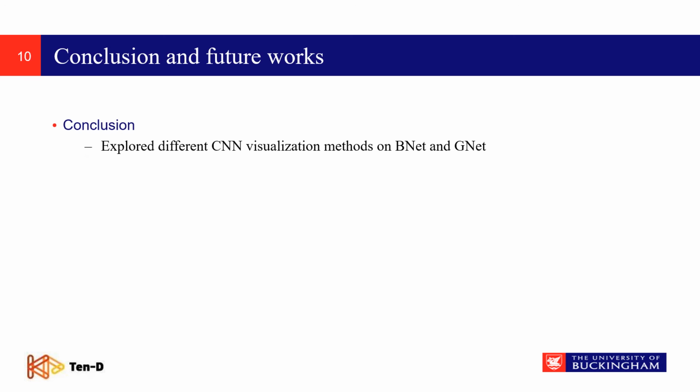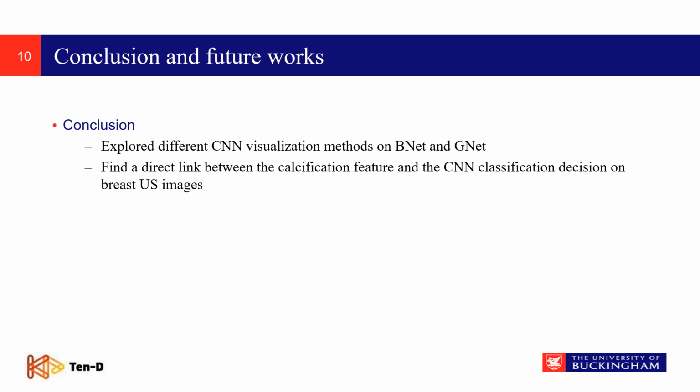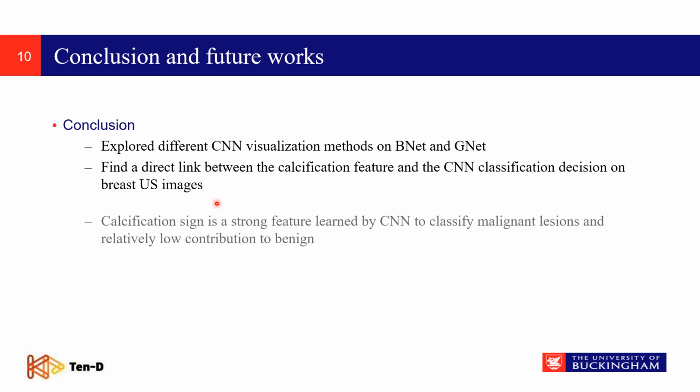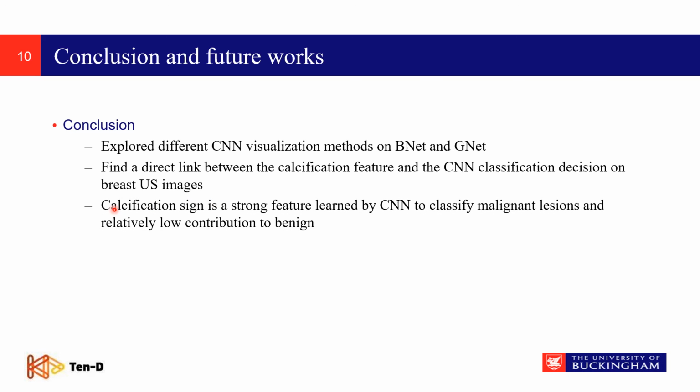And in conclusion, in this paper, we explored different CNN visualization methods on BNet and GNet with reasonable classification performance. And also, we are the first to find the link between calcification as a domain known cancer sign and the CNN classification decisions on breast ultrasound images. And also, we find that calcification is a strong feature learned by CNN to classify malignant lesions, and it has relatively low contribution to benign ones, which indeed is in line with the medical understanding.